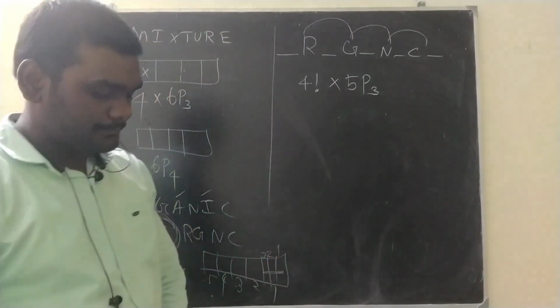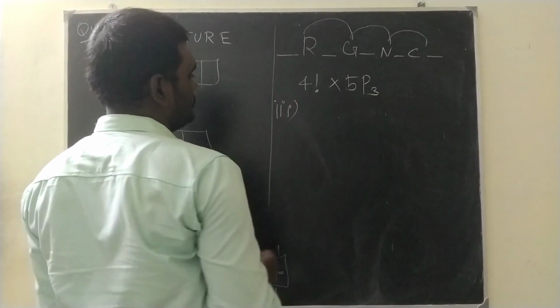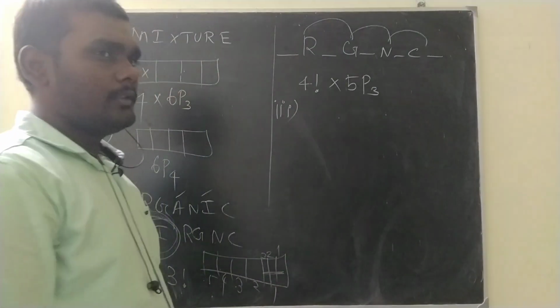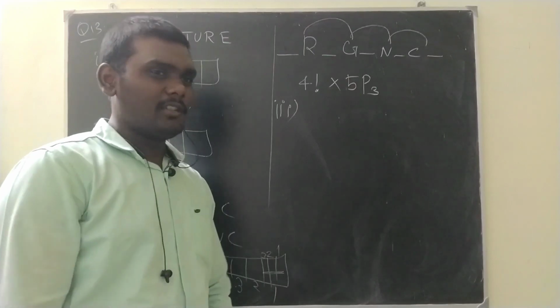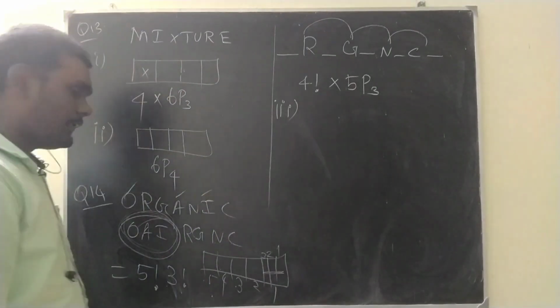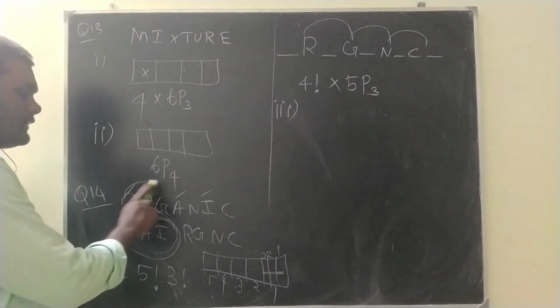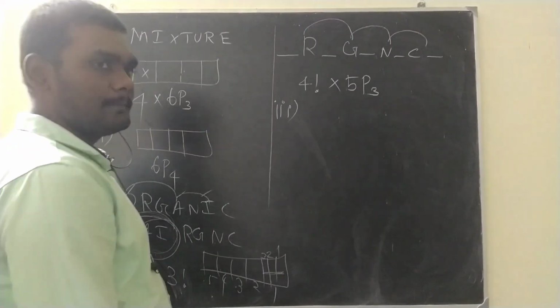Next, third subdivision. Remember the triangle question previously solved. Relative questions not disturbed. How we answered for that? These vowels in between them. How many ways it can be arranged?